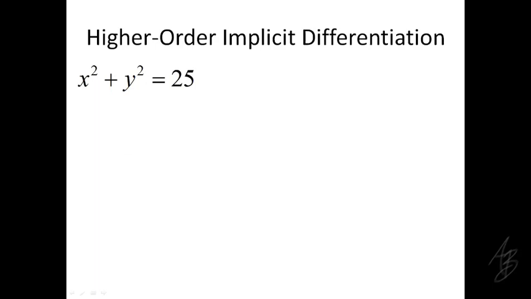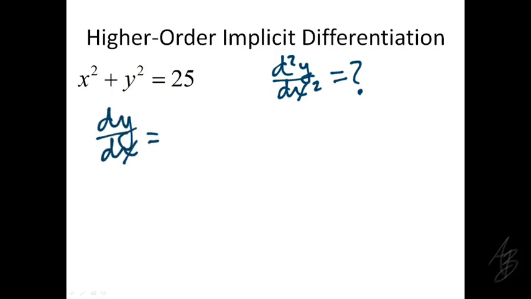We can use the same idea to differentiate at a higher level, to take the second or third or fourth derivatives of relations that are not functions. And we would start this exactly the same way. Let's say that we want to find the second derivative of y with respect to x. Then what we would do is start with the first derivative, which we've already found, dy/dx is equal to negative x over y.